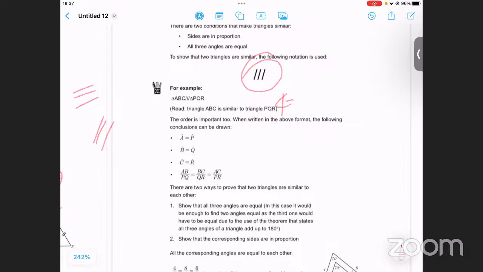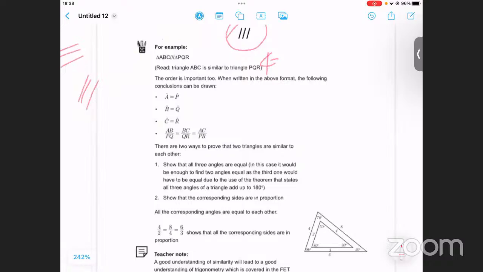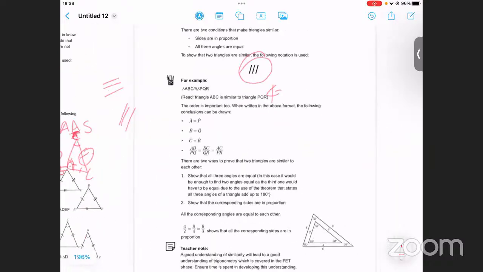The order here is also important. When written in the above format, the following conclusion can be drawn: angle A is equal to angle P, angle B is equal to angle Q, angle C is equal to angle R, and AB divided by PQ is equal to BC divided by QR, which is equal to AC divided by PR.